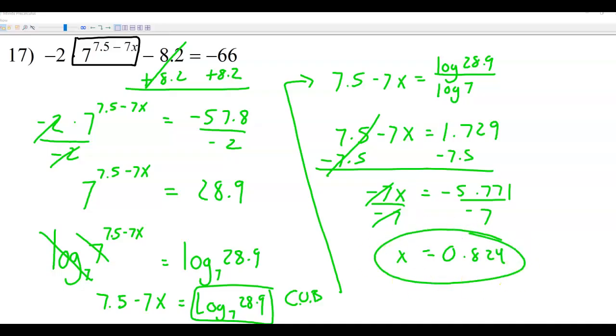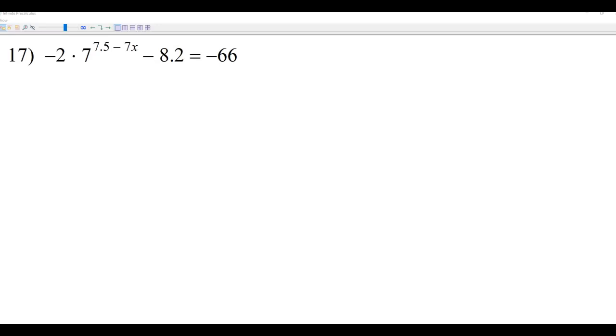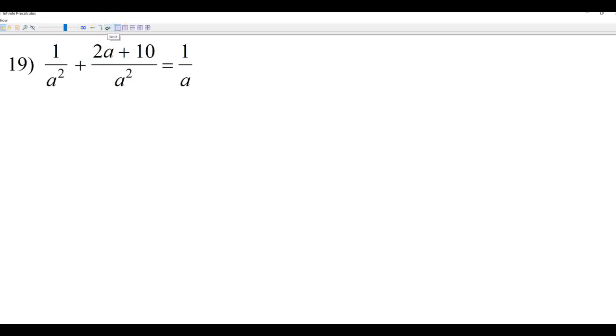All right. So there's one of those for you guys. I'll let you guys do number 18. And now we're going to transition into our third type of equation to be solving today, which is rational expressions.